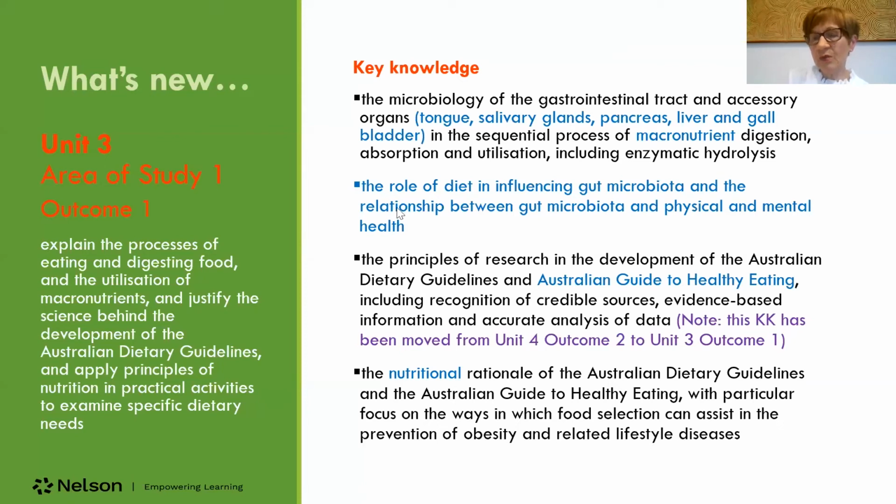What I think it's important to note is that students only need to focus on the digestion, absorption and utilisation of the macronutrients. So that's carbohydrates, including dietary fibre, fat and protein. Now, these are not specified in the actual key knowledge, but they are identified in the introduction to Area of Study 1, the science of food. So you do need to read the introduction to each area of study as well as the key knowledge and skills.